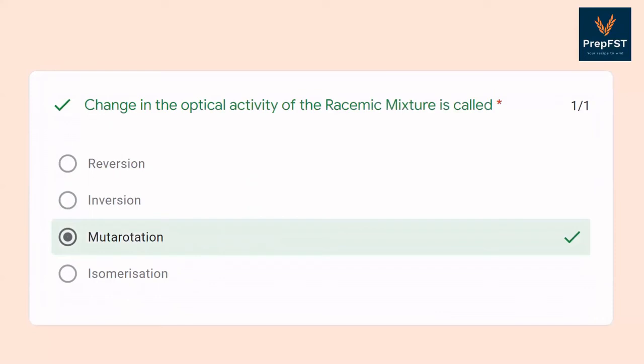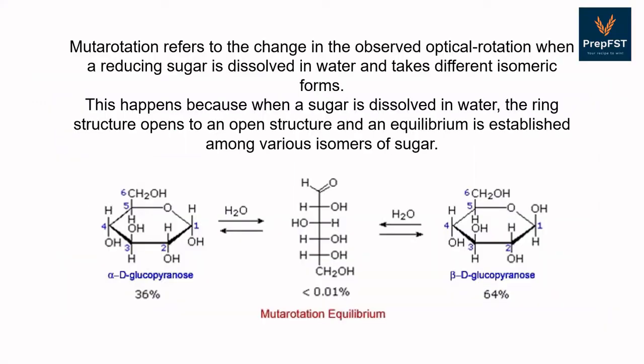Next question. Change in the optical activity of the racemic mixture is known as, the answer is mutarotation. What is mutarotation? Mutarotation refers to the change in the optical rotation when a reducing sugar is dissolved in water and it takes different isomeric forms. Basically, what happens is that when a sugar is dissolved in water, its ring structure opens to an open structure and an equilibrium is established among the various isomers of sugar.